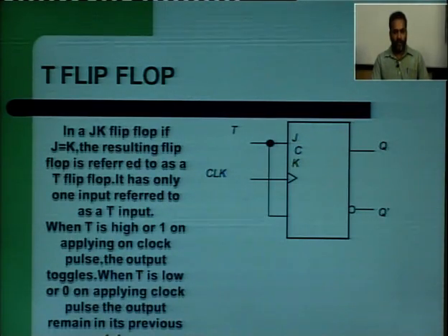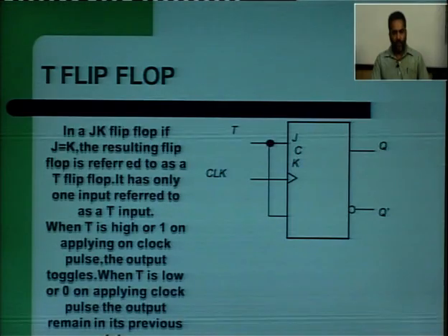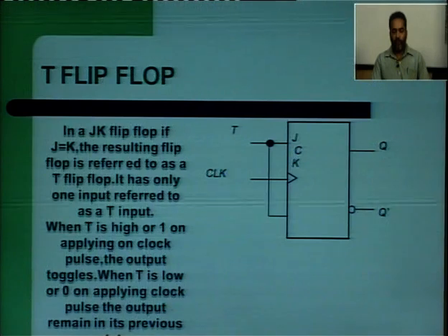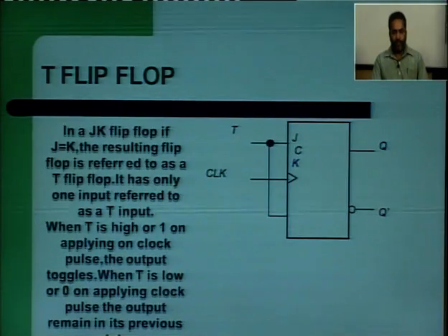When T is high or 1 on the clock pulse, the output toggles, meaning both J and K become 1. So, it toggles. When T is low, meaning T becomes 0, both J and K become 0, meaning it remains in the previous state, because we know that if both are 0, it will rest in the previous state.